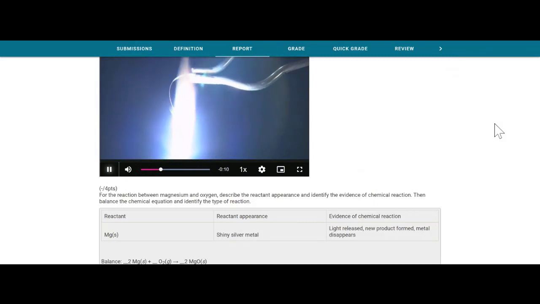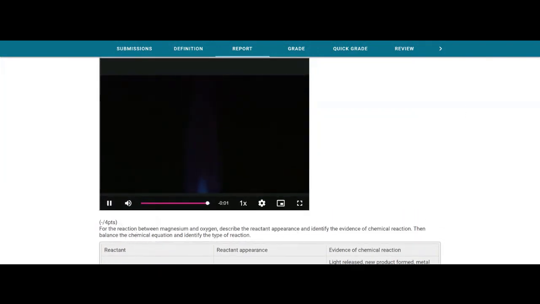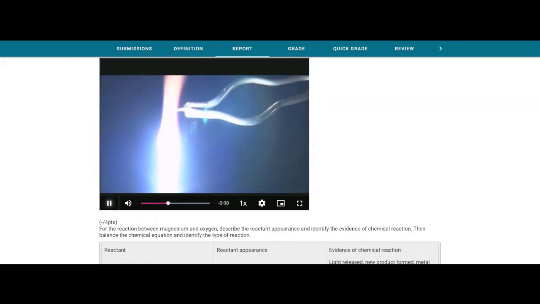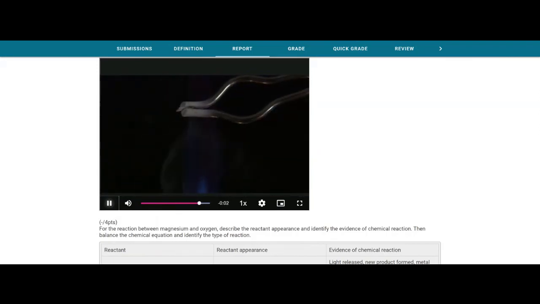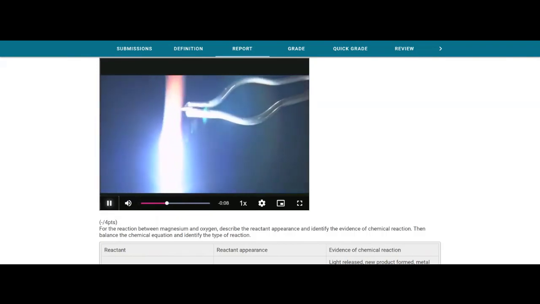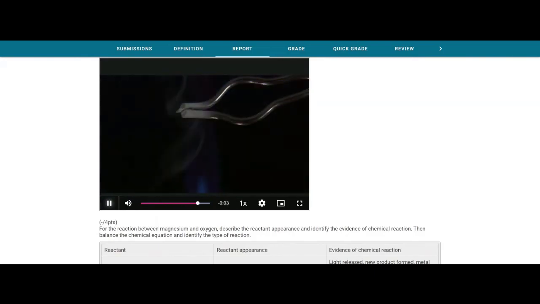Okay, let's look at this. What is happening here? Let's look at it one more time. Pay attention to what you are looking at. You have a piece of magnesium and you are burning magnesium. What do you see? Because the objective of this is to observe and be able to write your observations. This is a piece of magnesium metal and they are burning. You will see that when you do your report.